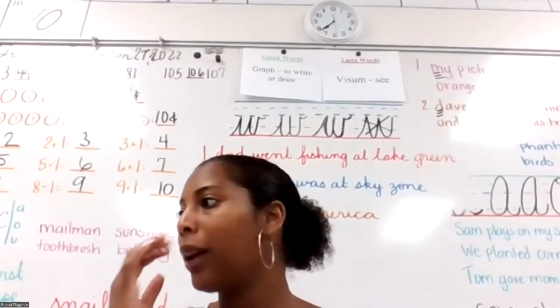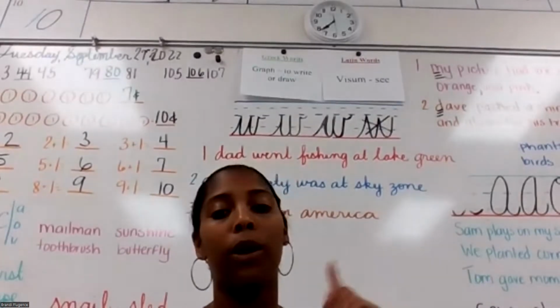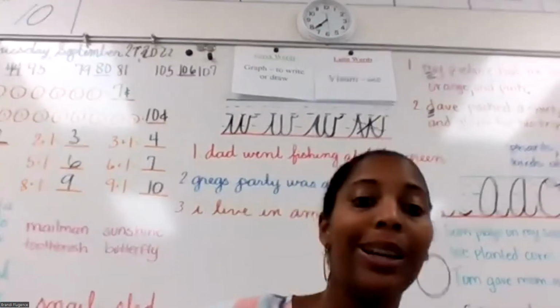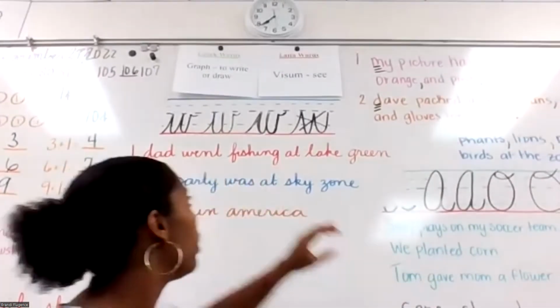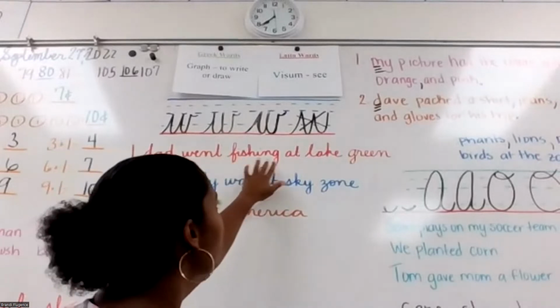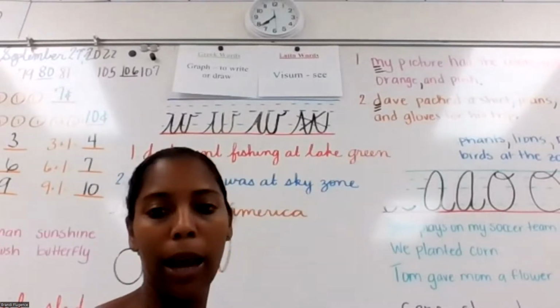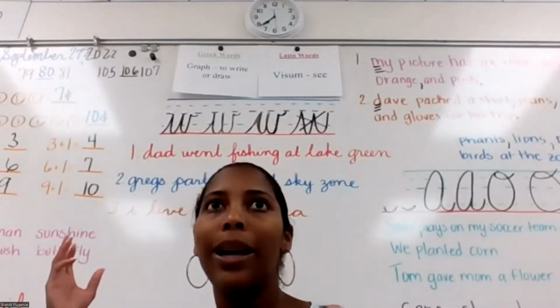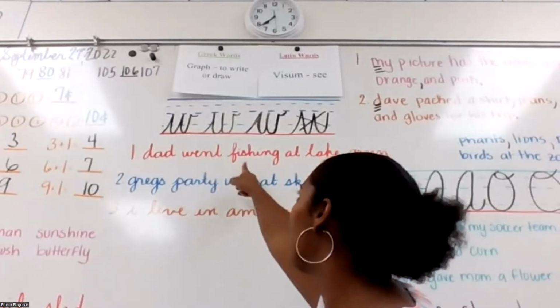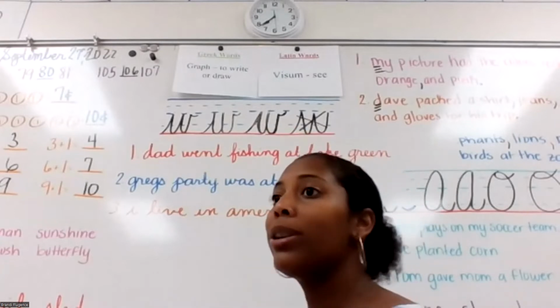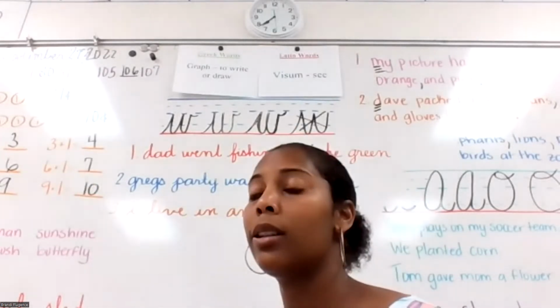Now, yesterday you did practice a couple of sentences. Today we'll do some more, but I want to show you something a little different when it comes to capitalizing proper nouns of places. So number one says, Dad went fishing at Lake Green, okay? So what would be the place in here? What is the proper noun place in this sentence? Dad went fishing at Lake Green. What's the proper noun of the place?